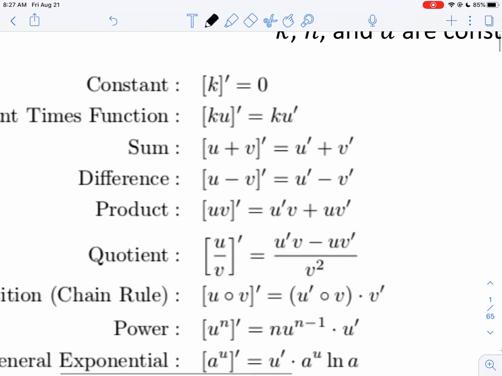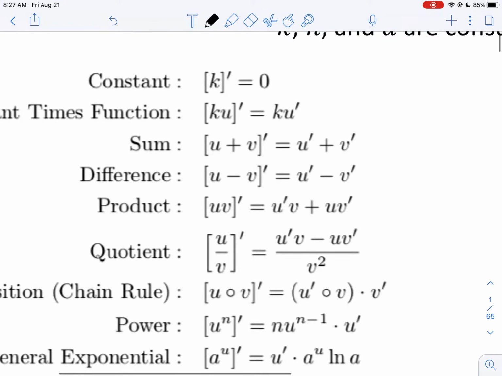The sum and difference rules. When you have a sum or a difference of two functions, and you want to differentiate that, you just differentiate term by term. So differentiate u, then v separately, and then add or subtract.